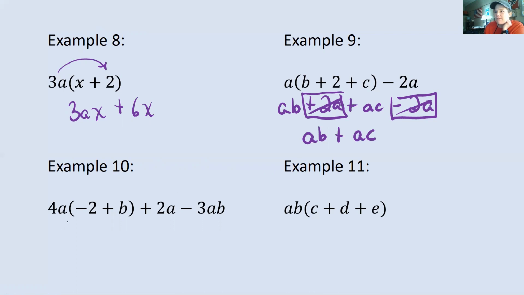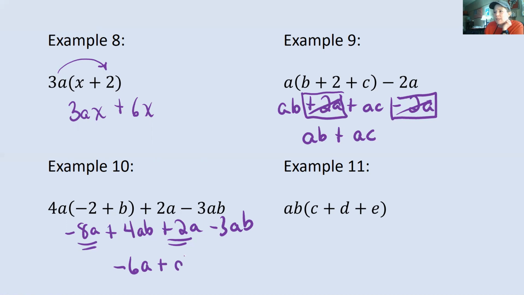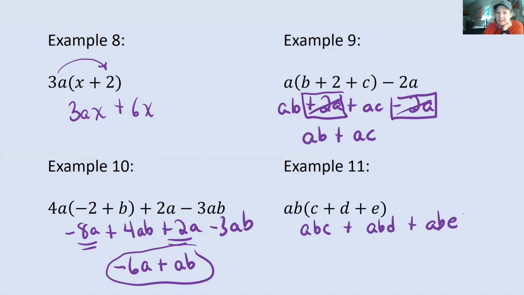All right, we're going to multiply 4a times negative 2 is negative 8a. 4a times b is positive 4ab plus 2a minus 3ab. We're going to combine like terms. So that would be negative 6a plus 1ab. And then ab times c is abc plus abd plus abe. And that is our final answer.